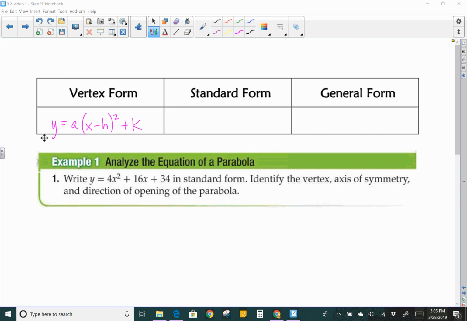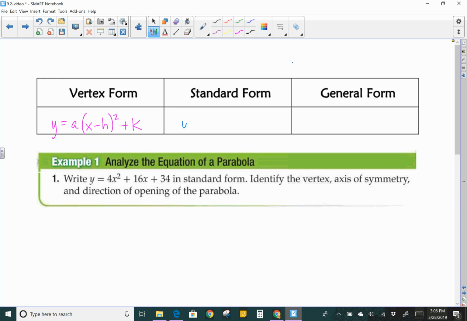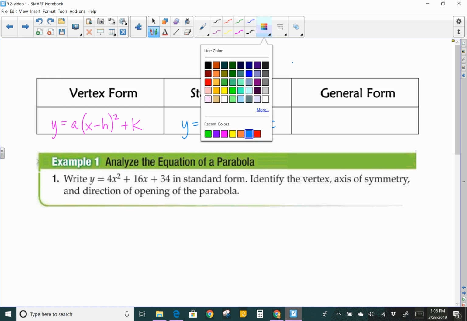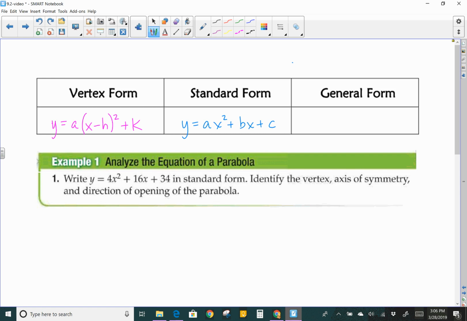Okay, I'm back. So this was the vertex form that we learned in chapter 4. And then our standard form was y equals ax squared plus bx plus c. Okay, so why am I telling you about this? Because I know you're going to love to hear this. In this chapter, they just want to confuse you. They are now calling this right here the general form, and they're calling this the standard form.